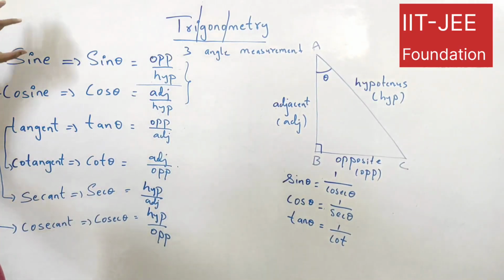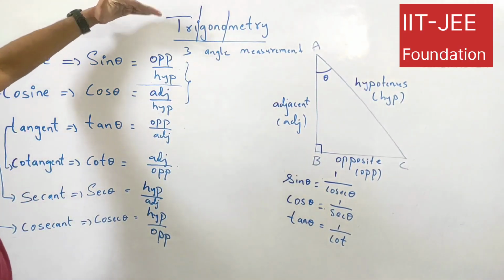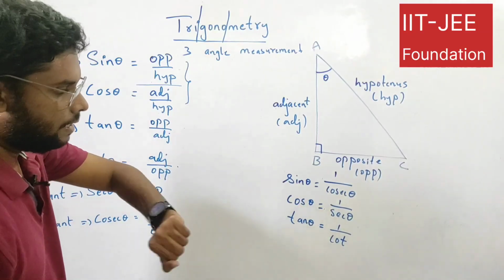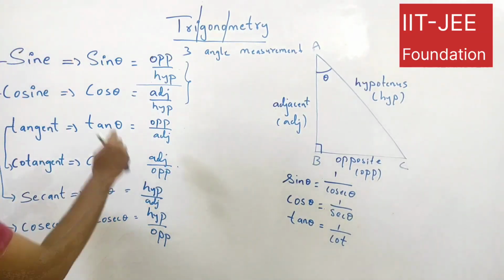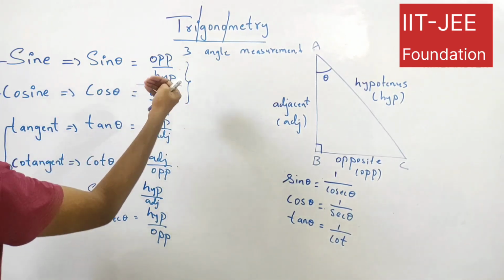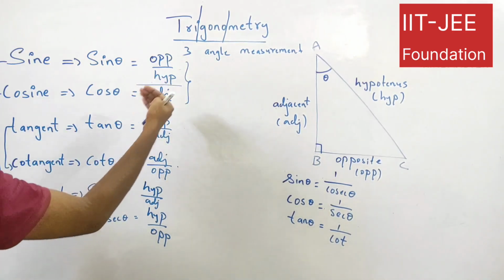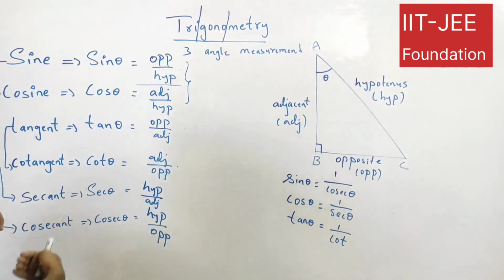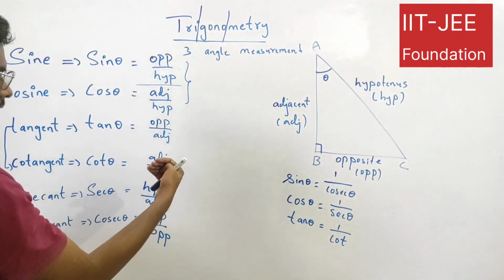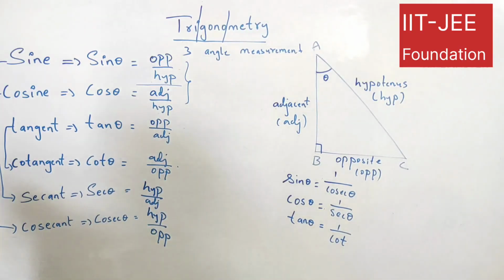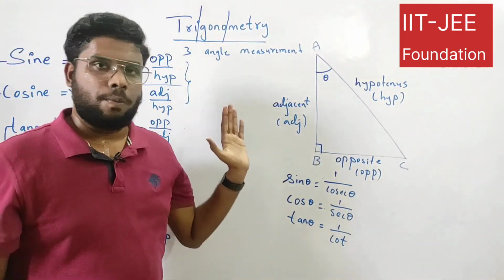So we know that sine theta is the reciprocal of cosec theta, cos theta is the reciprocal of secant theta, and tan is the reciprocal of cot theta. Sine theta can be written as opposite by hypotenuse, cos theta as adjacent by hypotenuse, tan theta as opposite by adjacent, cot theta as adjacent by opposite, secant theta as hypotenuse by adjacent, and cosec theta as hypotenuse by opposite. So this is all about the 6 trigonometry ratios.